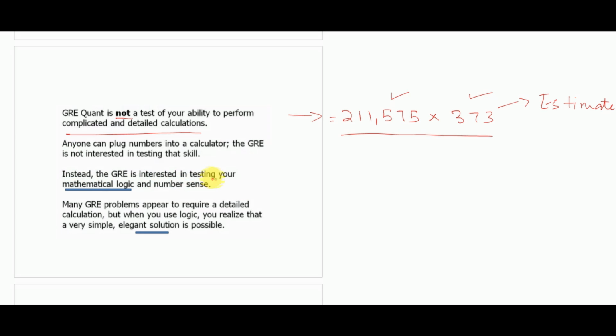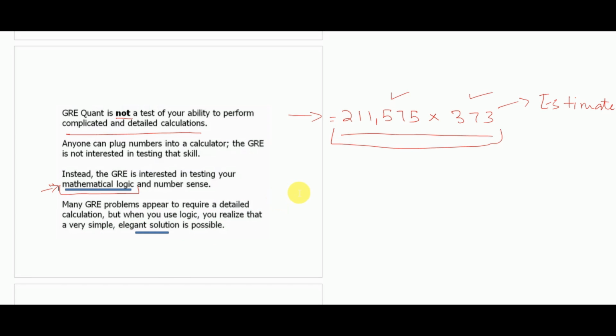Instead, the GRE is interested in testing your mathematical logic. So that's what they're interested in. Remember, the GRE is an aptitude test. It's an intelligence test. Anybody can plug these numbers into the calculator and get the answer, but that's not the point of an intelligence test or an aptitude test. Remember that it's your mathematical logic that the GRE is testing. Many GRE problems appear to require a detailed calculation, but when you use logic, you'll realize that a very simple, elegant solution is possible.